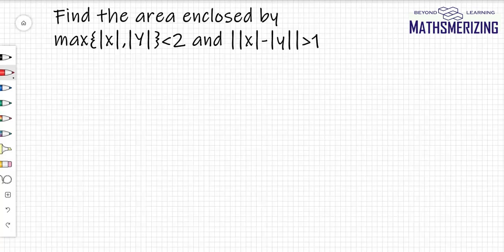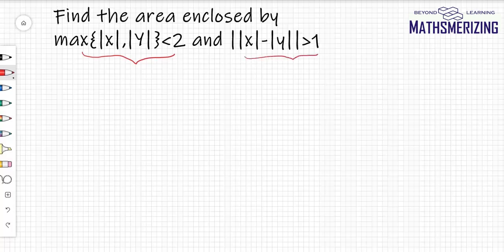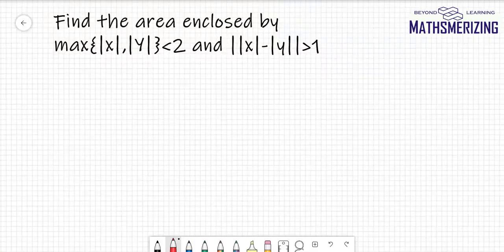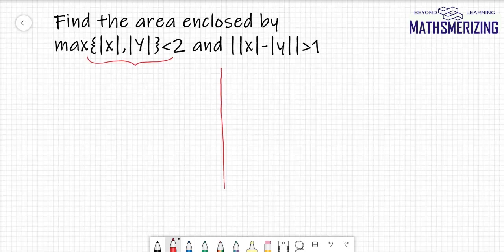Now the question is, maximum of mod x, mod y is less than 2 and mod of x minus mod of y is greater than 1. I need to find the area enclosed by these two curves. We'll start with the first one, and first one is maximum of mod x, mod y is less than 2. So what I'll do is I'll draw the axis. I'll also draw y equals to x and y equals minus x lines.